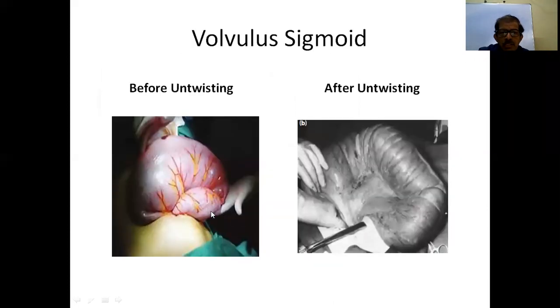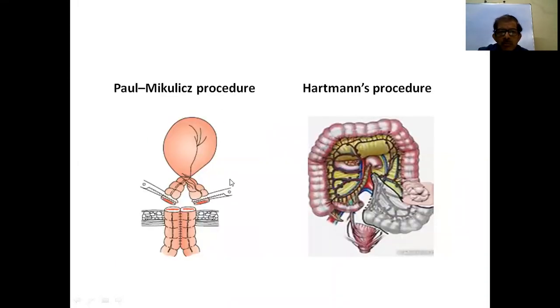So this is how a sigmoid colon looks before untwisting. This is a viable gut. That's why the sheen is there and the color is pink. The blood supply is nicely shown here. After untwisting, this is out. Now this is the proximal, this is the distal. See, you have to untwist in a clockwise direction. Then, this is Paul-Mikulicz's. You will bring both ends onto the surface, the proximal end as a colostomy and the distal end as a mucus fistula.